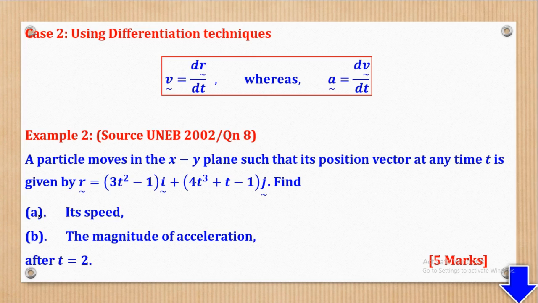Then part A says find its speed, and part B find the magnitude of acceleration after t equal to 2. I think we realize that this has been put after part A and part B, meaning that they want the speed after 2 seconds and also the magnitude of acceleration after 2 seconds.